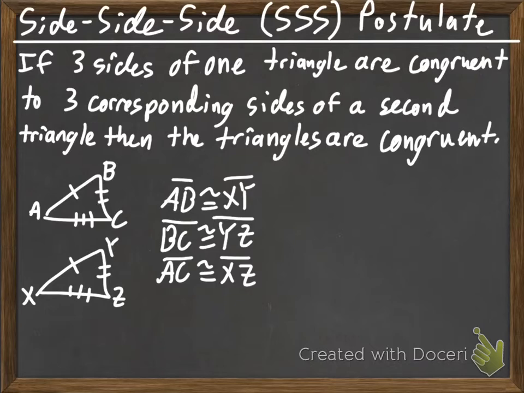If three sides of one triangle are congruent to three corresponding sides of a second triangle, then the triangles are congruent. So we see AB congruent to XY, BC congruent to YZ, AC congruent to XZ, and then we have two congruent triangles. So if that happens, we can say that triangle ABC is congruent to triangle XYZ. So if all the sides are congruent, then the triangles are congruent.